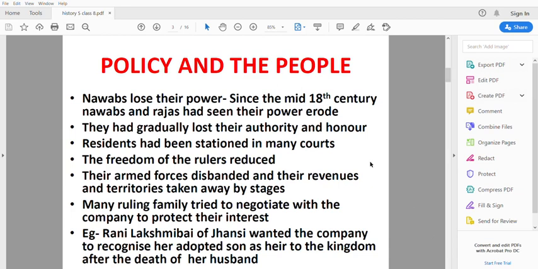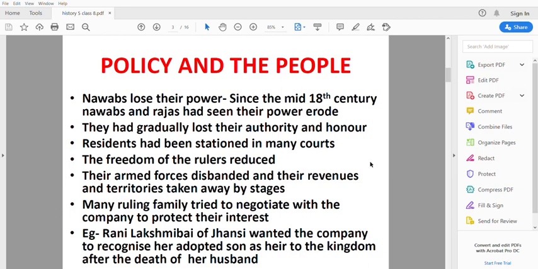Now, let us see what happened to the people of India because of the policies adopted by the British in India. There were different policies adopted by the British to annex Indian land and territory, such as subsidiary alliance, doctrine of lapse, policy of paramountcy, like that.